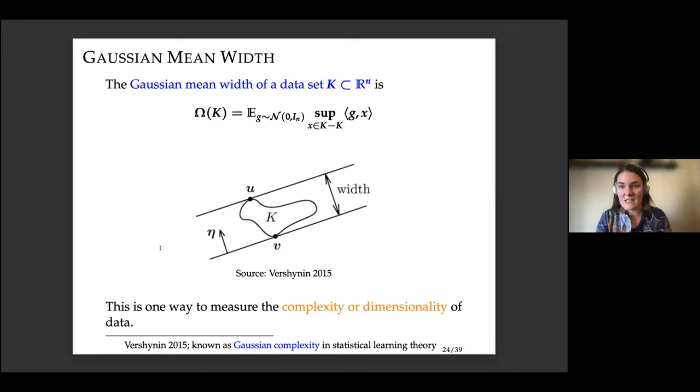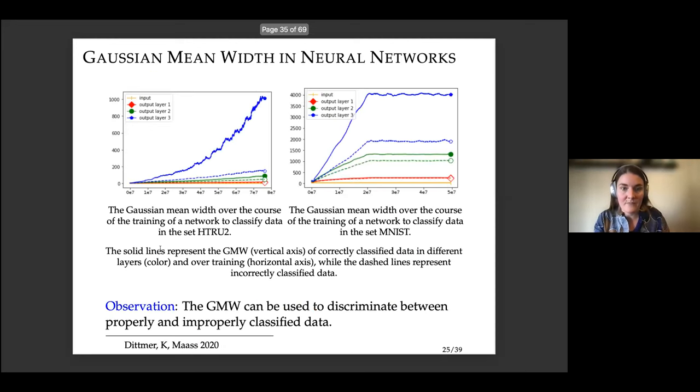And now you take the expected value over some distribution. So with the Gaussian mean width, the way that you're spinning up your vector is as IID standard normal. And you can also do other things. Uniform mean width is another one that's commonly used, and you use a uniform distribution. And it's one way to measure the complexity or dimensionality of your data.